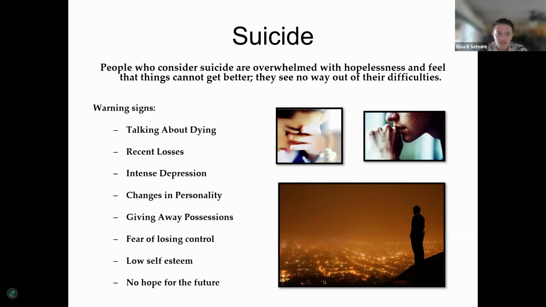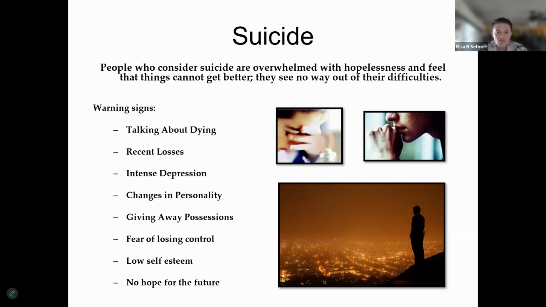Changes in personality, giving away possessions is a big one. Somebody has that guitar that they never let anybody touch, and all of a sudden, hey, if something happens to me, would you take this? Or I'm going to give this to you to look after. Fear of losing control, especially in the elderly population, right? Maybe someone who's dealing with a terminal illness or a serious illness. Having low self-esteem and no hope for the future. Hopelessness is the number one correlative of suicidality.